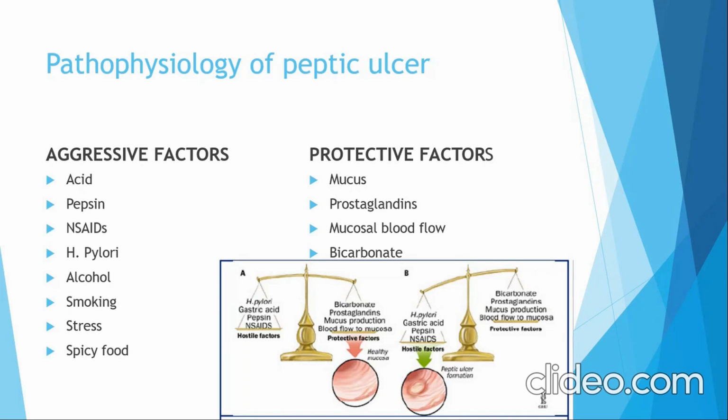See, both these aggressive and protective factors need to be in balance. If they are in balance, there are very rare chances to develop peptic ulcers. But whenever the aggressive factors are more compared to the protective factors, the chances of developing peptic ulcers will be increased in human beings.